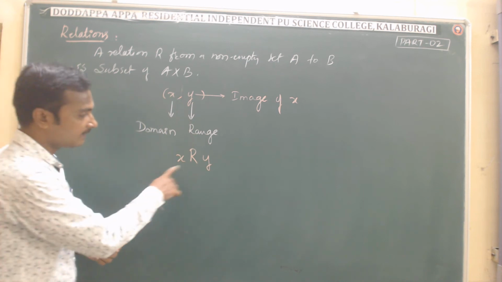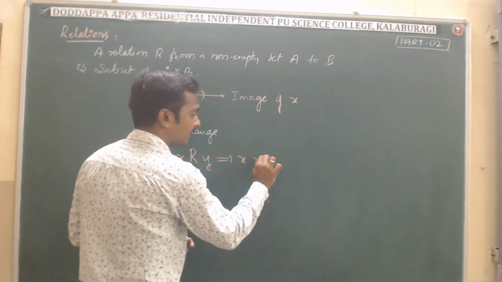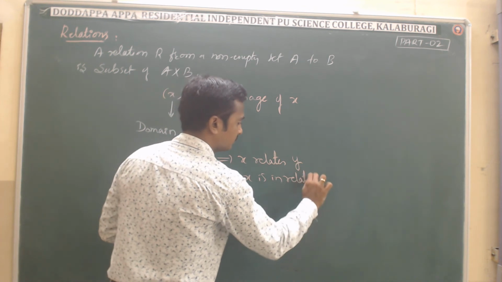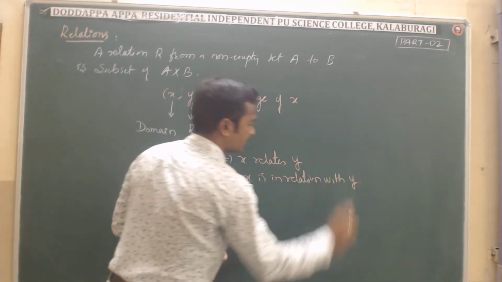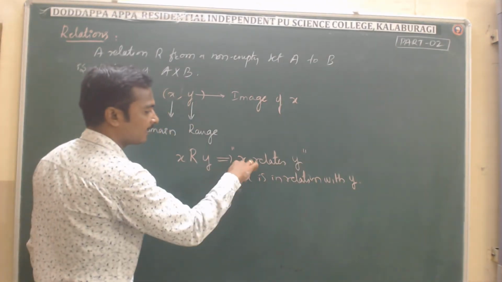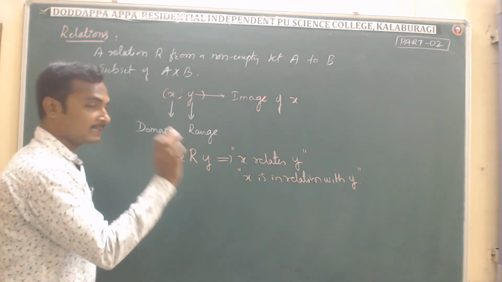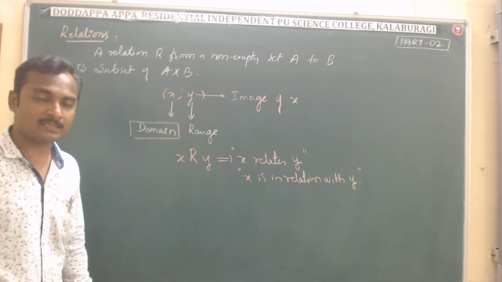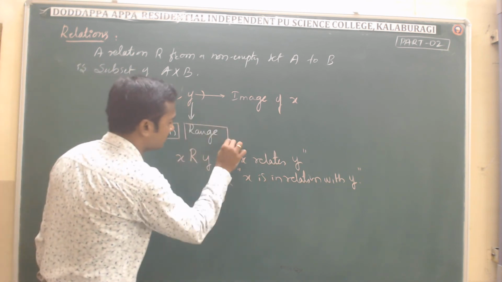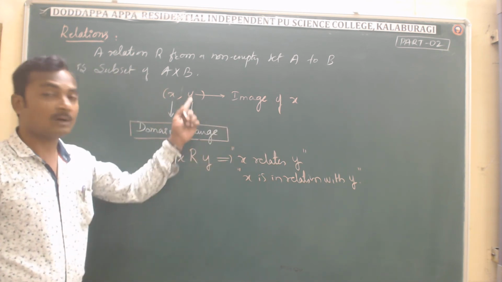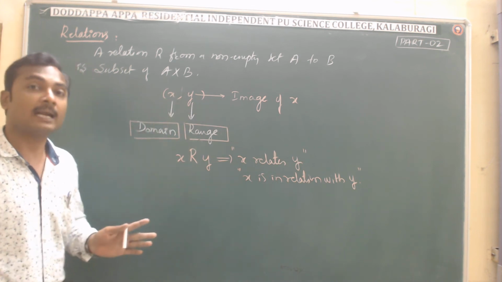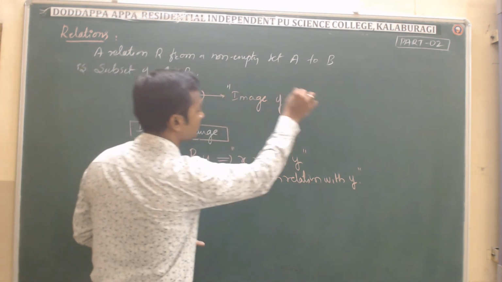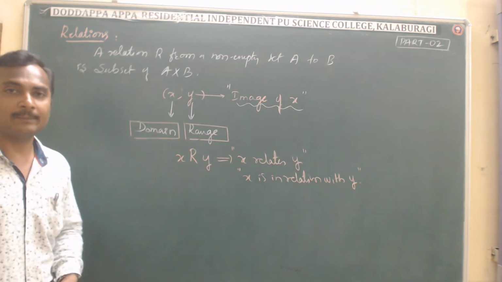Right? Already we studied this. X and Y are in relation. This can be read as X relates Y, or X is in relation with Y. So basically remember that each first element of the ordered pair in the relation set is called the domain, and each second element in the ordered pair of the relation set is called the range, and also each second element, the Y, is called the image of X. You must remember this word, image of X. This is extremely important.